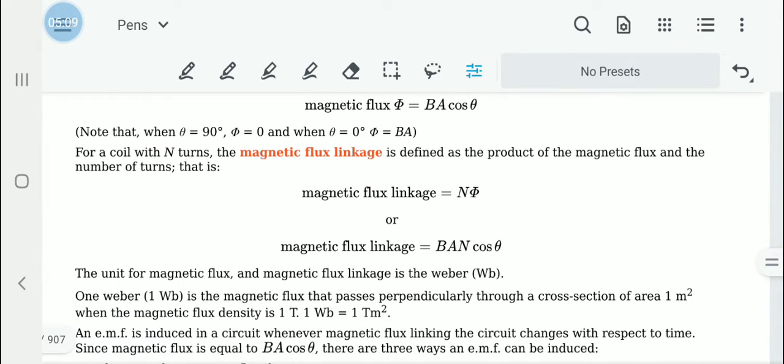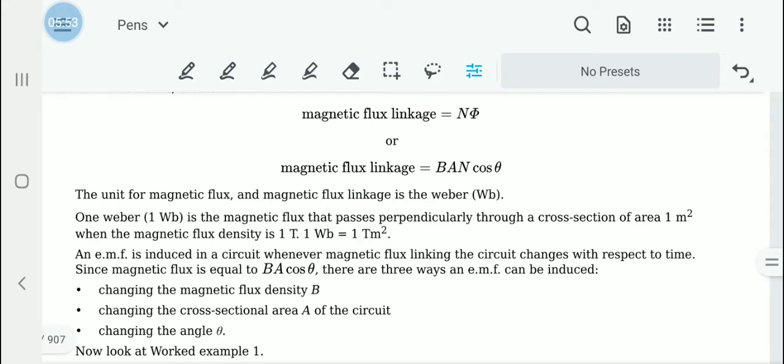If there is a coil with N turns, we speak about something called magnetic flux linkage. This linkage is the product of the magnetic flux and the number of turns. So magnetic flux linkage is equal to N phi, or BAN cos theta. I hope that makes sense. So phi is calculated by BA cos theta. Magnetic flux linkage is calculated by N phi. So we replace phi with the equation, and it becomes BAN cos theta.